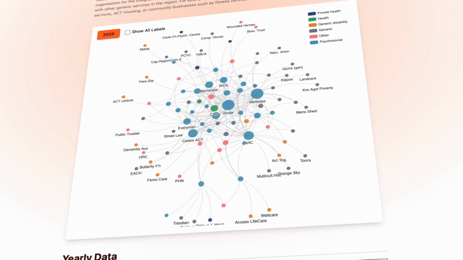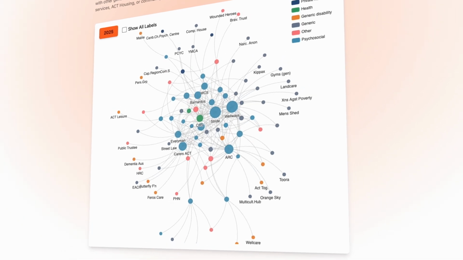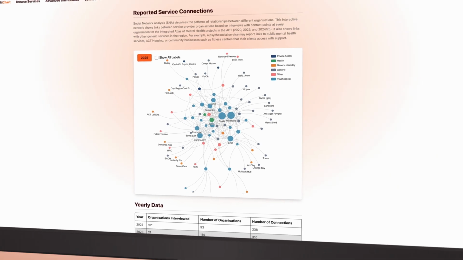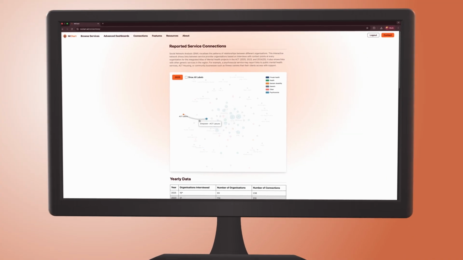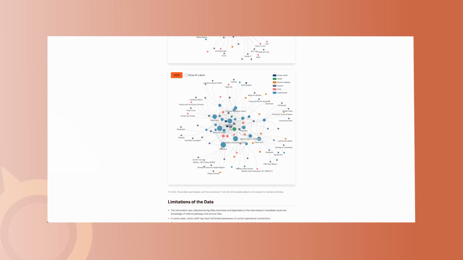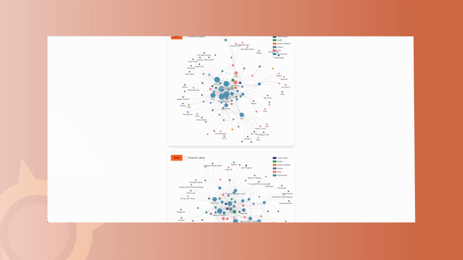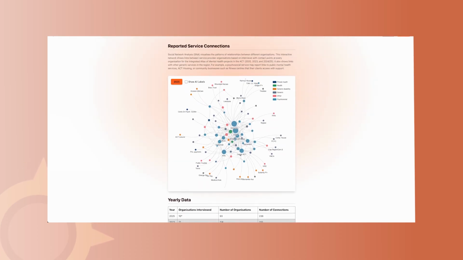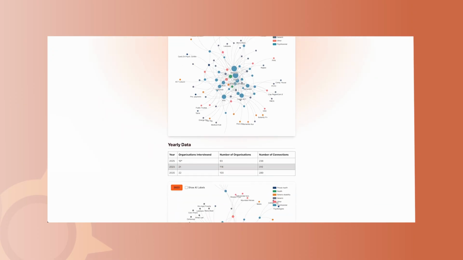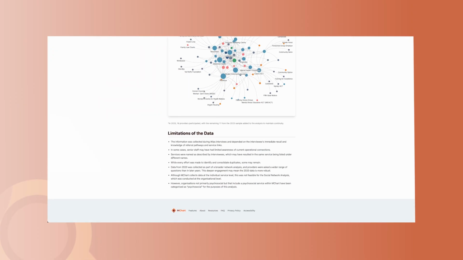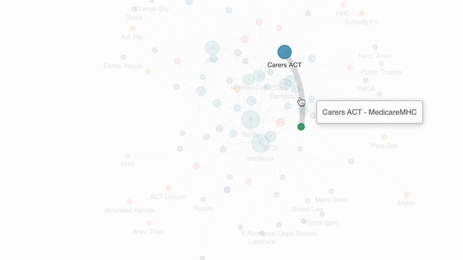MChart doesn't just list mental health services in the ACT and how to find them. Using the Reported Service Connections dashboard, planners are able to see a more complete picture of how Canberra's mental health system operates. MChart presents connections data from 3 years, 2020, 2023 and 2025. Each of these pictures shows the strength of the relationships between all the services working in the ACT. We show this strength in two ways.